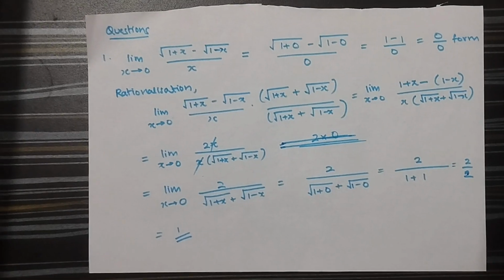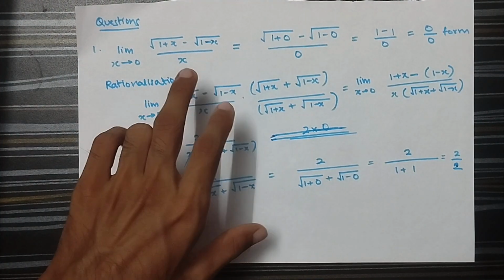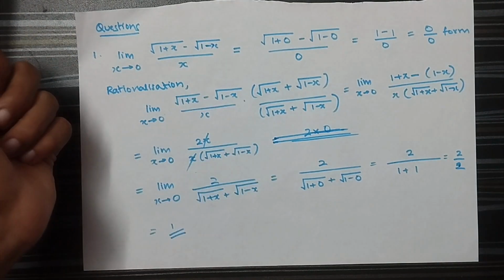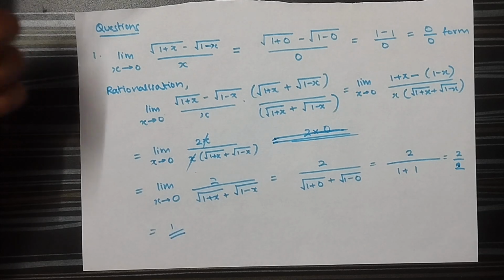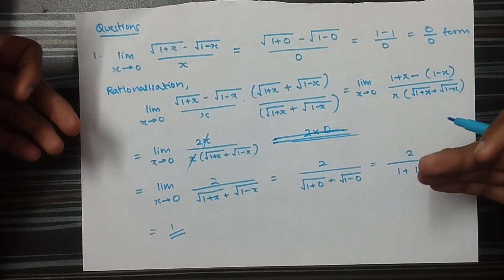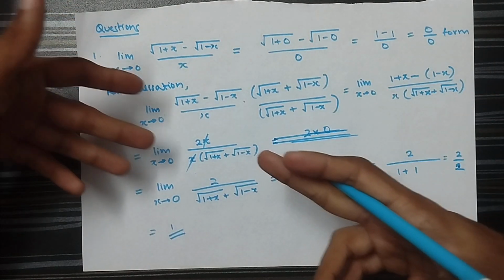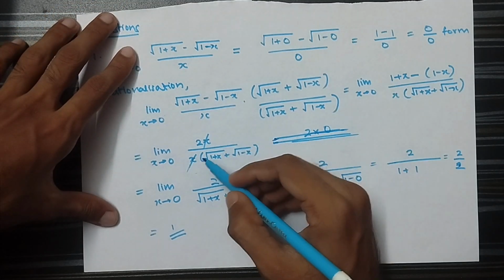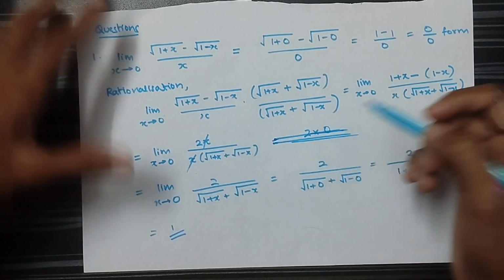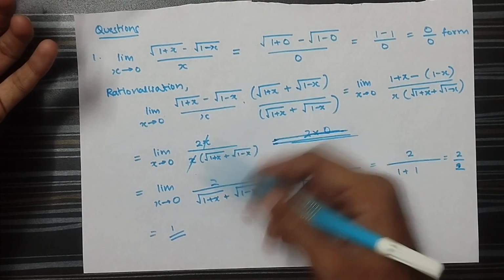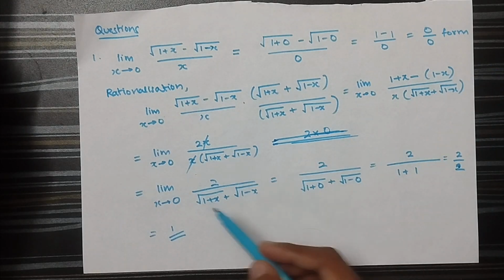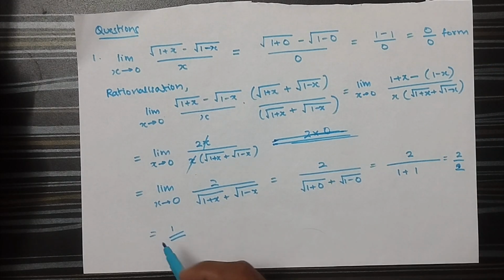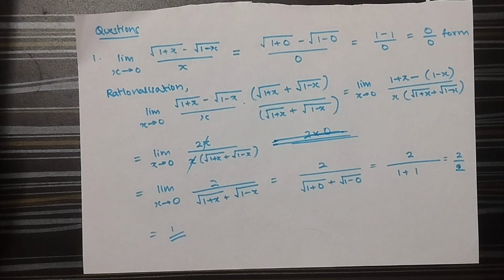What did we do here? We first put the value by direct substitution and found it was 0 by 0. So we needed another method. We saw the root, so we did rationalization. Doing rationalization, we got this result. We can cancel off the x's, which removes the 0 by 0, so we get a proper answer, and the answer is 1.